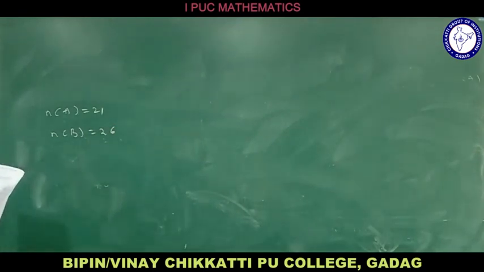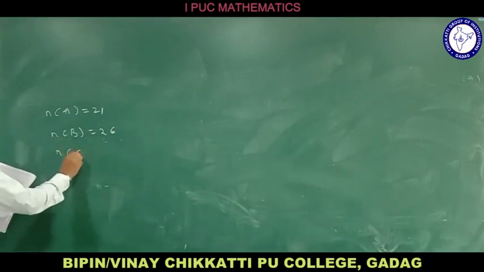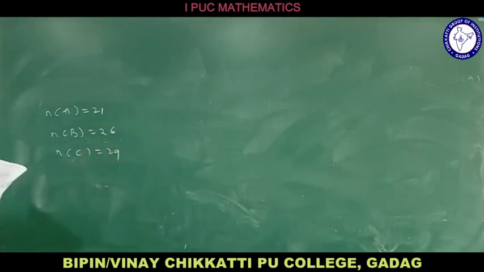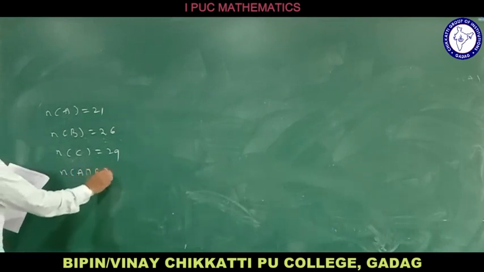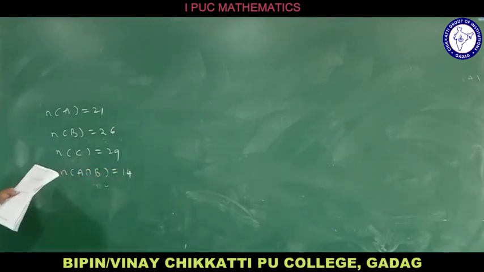And you see that 29 liked product C, and here you see product B. Once again, in a survey it was found that 21 people liked product A, 26 liked product B, 29 liked product C, and 14 people liked products A and B. See, 14 for A, B. A, B means like this. Try to understand how you write it. And A, B is both.